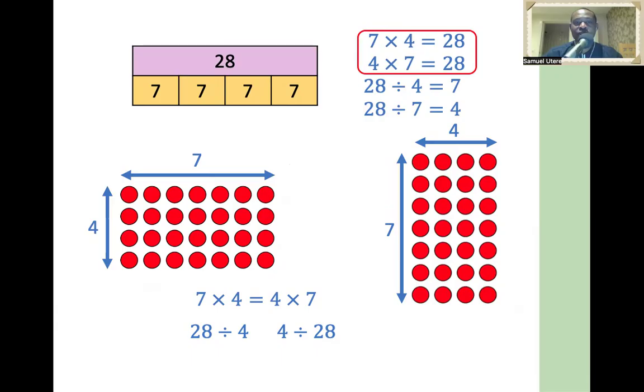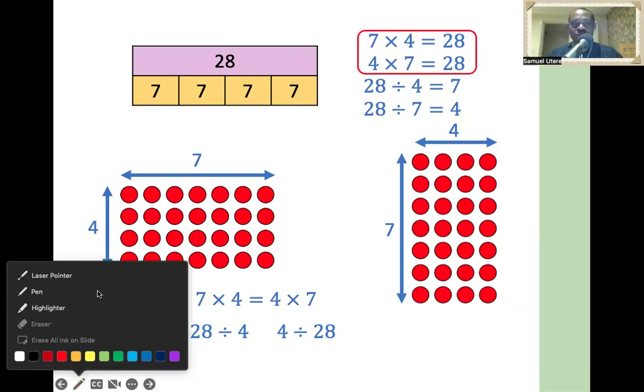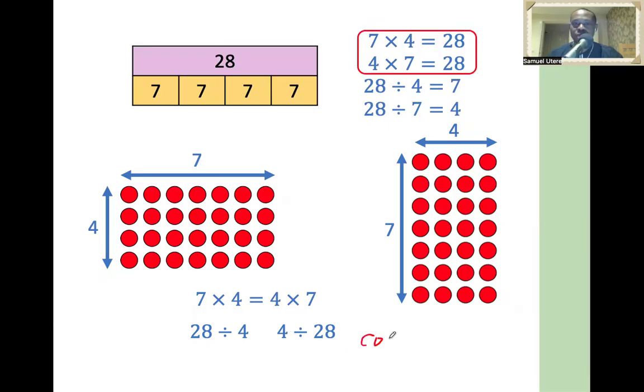And here are the division facts also. 28 divided by 4, but is 4 divided by 28 the same as 28 divided by 4? Of course not. So one thing you must know, the very first property you must know is that multiplication is commutative. Commutative is spelled commutative. But division is not commutative.